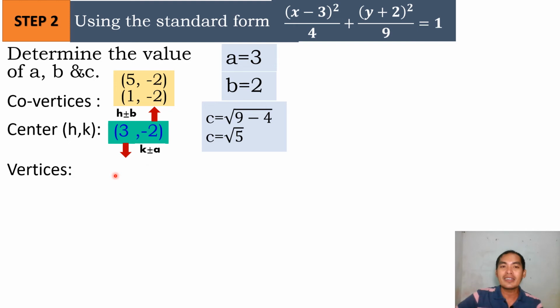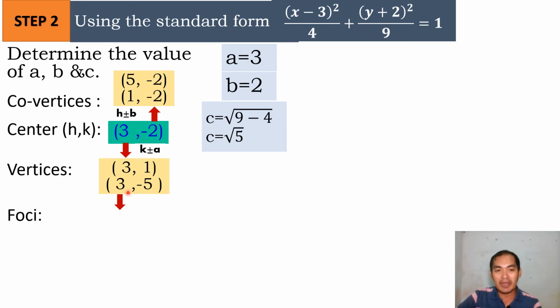We have 3, negative 2 plus a is 1. So, 3, 1. And then, negative 2 minus 3 is negative 5. So, 3, negative 5. For the foci, same, kukopyahin yung x. Then, we have k plus or minus c. So, we have 3, negative 2 plus the square root of 5. 3, negative 2 minus the square root of 5.